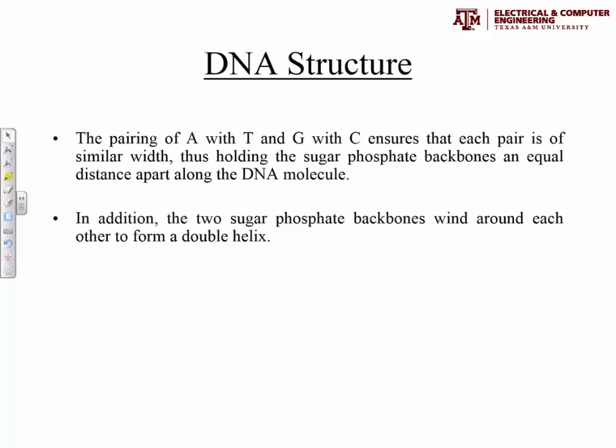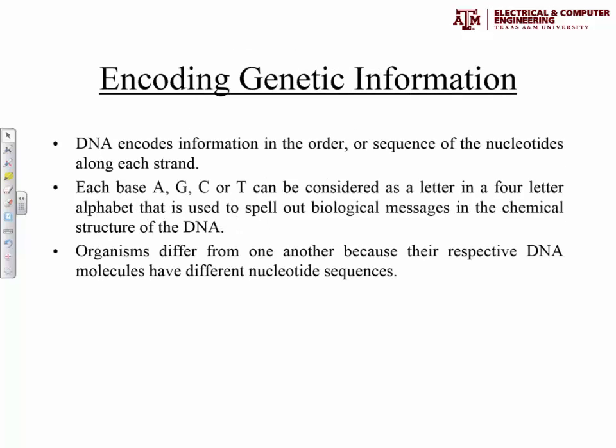The pairing of A with T and G with C ensures that each pair is of similar weight, thus holding the sugar phosphate backbones an equal distance apart along the molecule. In addition, the 2 sugar phosphate backbones will wind around each other to form this famous double helix that you see all over the place.